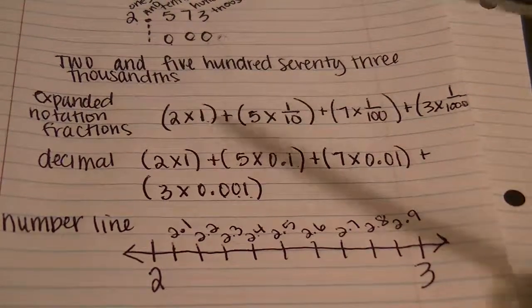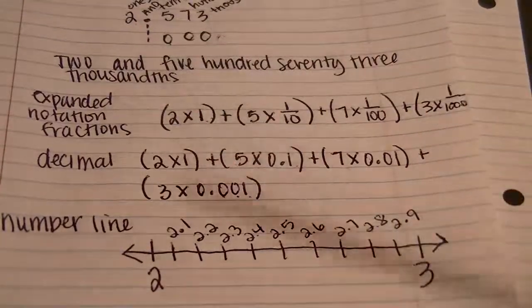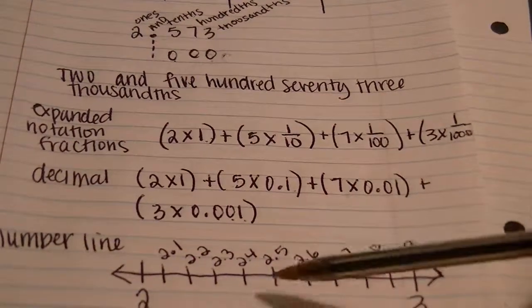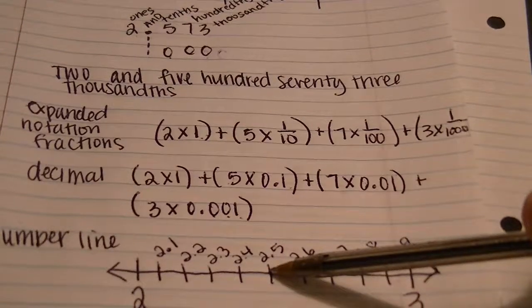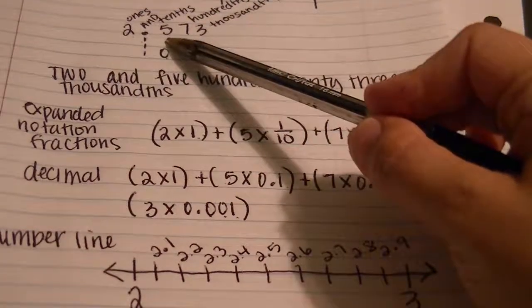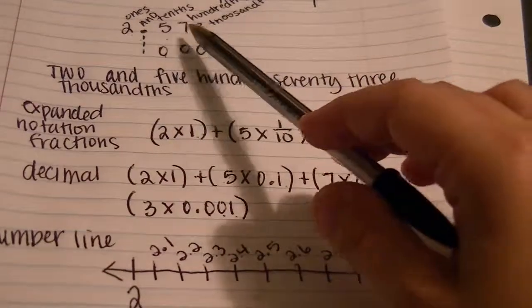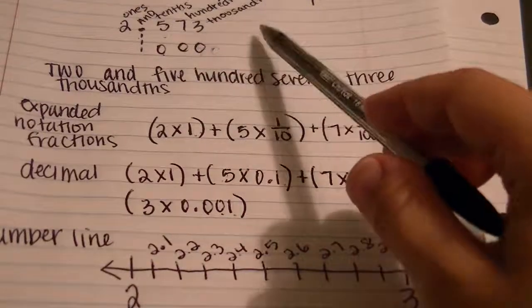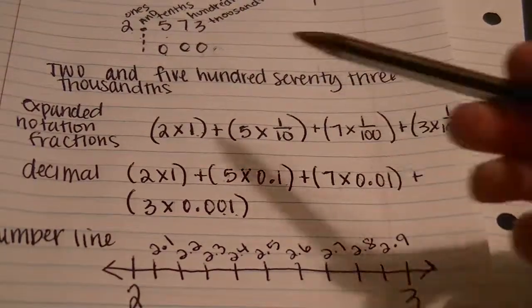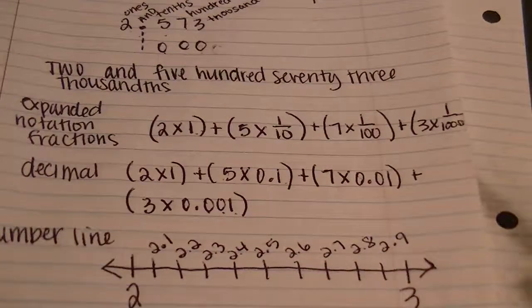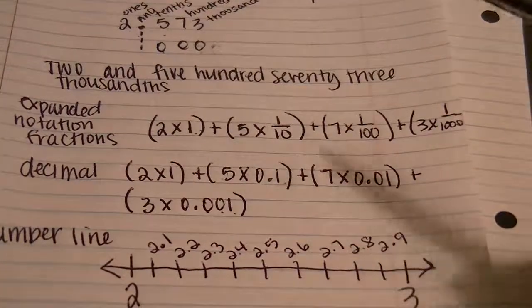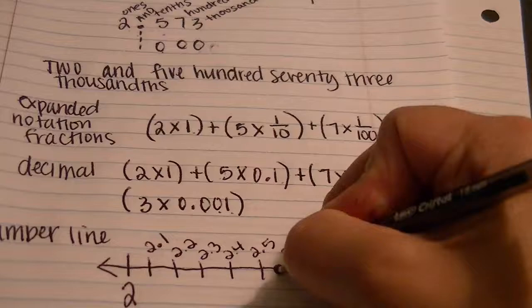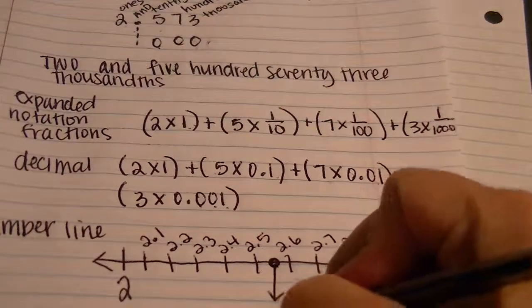Alright, so to determine where this 2 and 573 thousandths goes on this number line, a lot of people might say it goes right here on 2 and 5 tenths because they see the 2 and 5 tenths. But it is past the 2 and 5 tenths because we have a little bit more, 73 thousandths added to this 5 tenths. So 2 and 573 thousandths will go in between 2 and 5 tenths and 2 and 6 tenths. So that is where it goes on the number line.